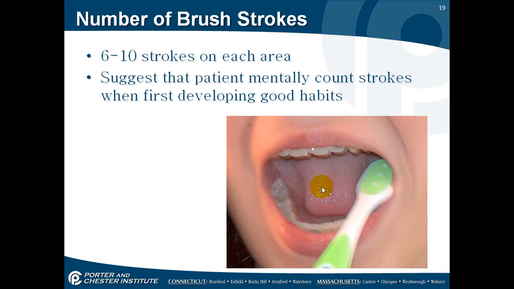The number of brush strokes. 6 to 10 strokes on each area is recommended. We suggest that patients mentally count the strokes when they're first developing these good brushing habits.